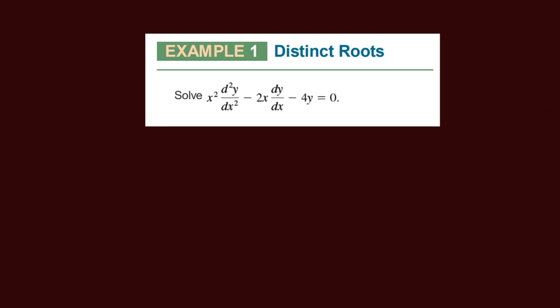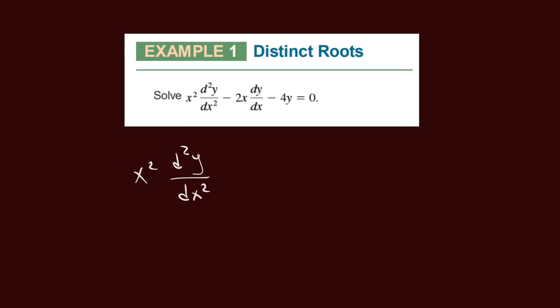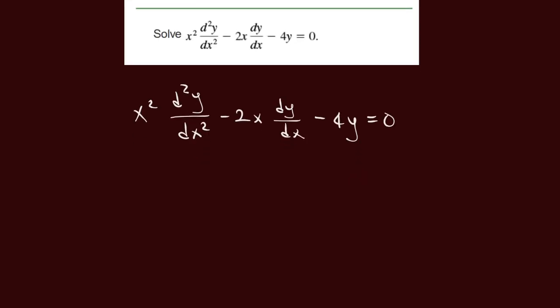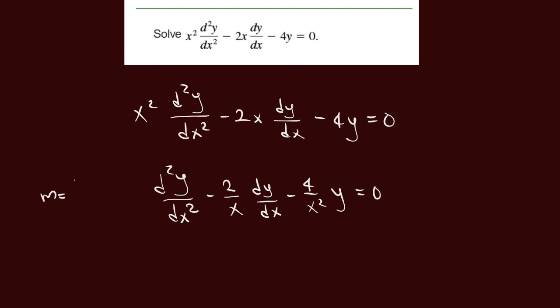Okay, so for this problem, we have to solve for y. Usually for something like this, we would just factor it out and then see if the roots are equal to each other, different, or complex. But for this one, it's going to be something interesting. So if we divide everything by x squared to get this being times by 1, and we set m to be dy over dx, we get the following.